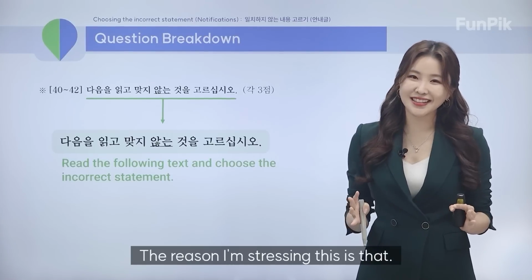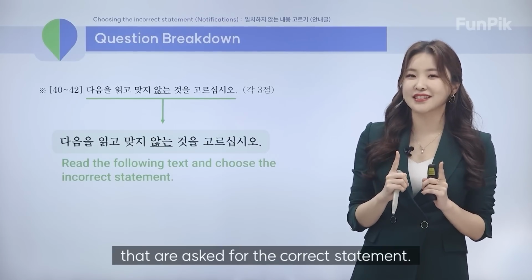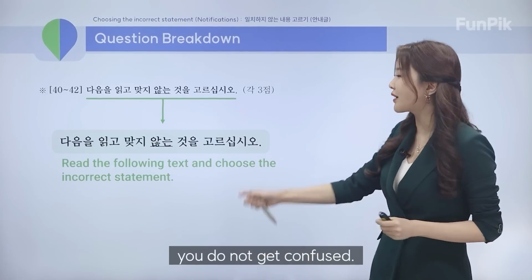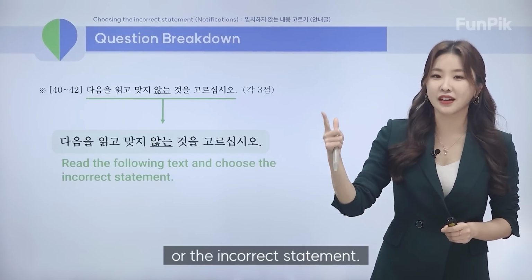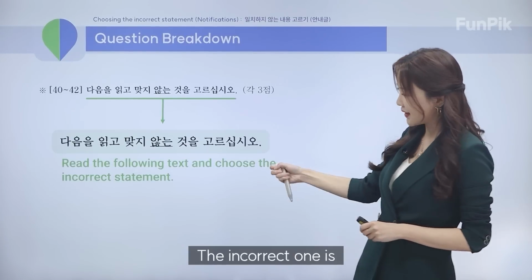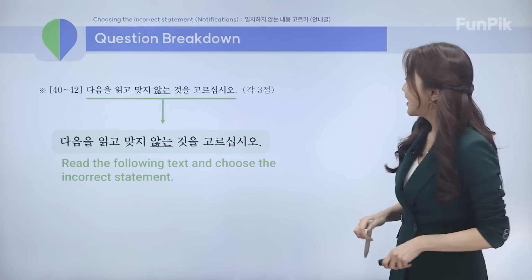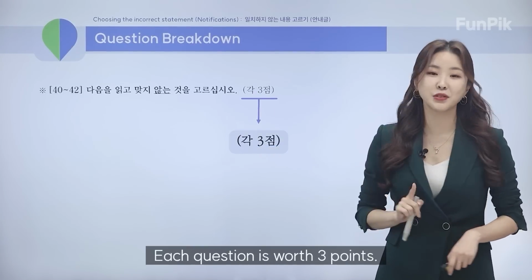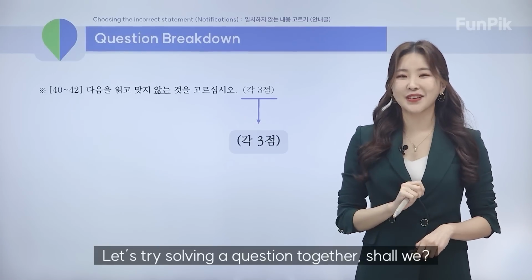The reason I'm stressing this is that within Topic 1, there are questions that ask for the correct statement. So it's very, very important that you do not get confused whether they are asking for the correct statement or the incorrect statement. Incorrect one is what we're looking for in this question type. All right, continuing on. 각 3점, each 3 points. So each question is worth 3 points. All right, let's try solving a question together, shall we?